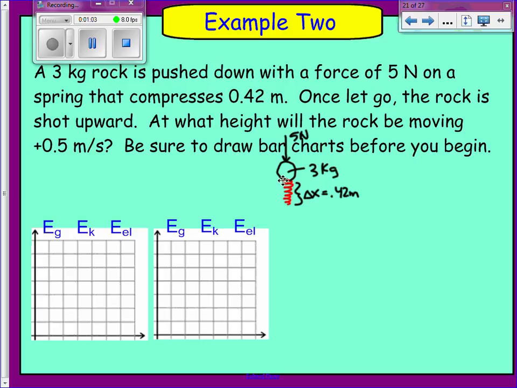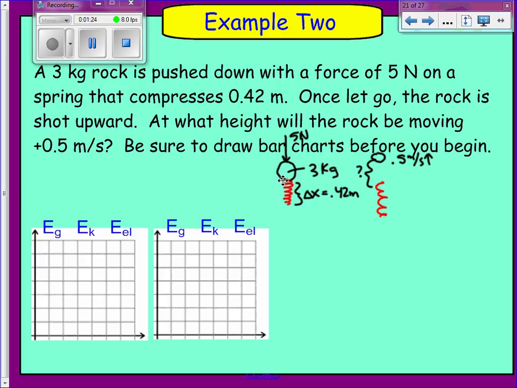Then what happens is the spring is allowed to reform, or in other words, expand back out, and the rock is going to be shot upwards in the air. And we want to know when the rock is moving 0.5 meters per second upwards, which is why it's positive, what is this height?